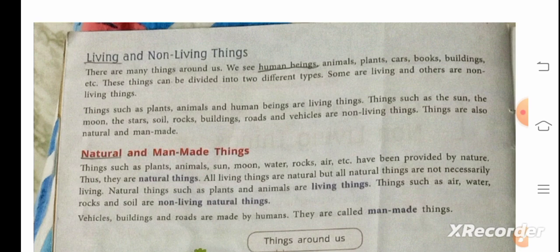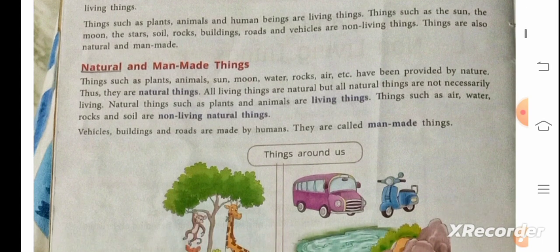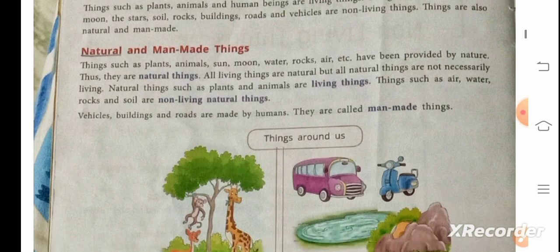Now again, some are natural things and some are man-made things. So what are natural things? Natural things are provided by nature, which we get from nature. For example, plants, animals, sun, moon, water, rocks, air, etc. And what about man-made things? Those are things made by man. For example, in a house there will be a fridge, a TV. All these things are made by man, so we say they are man-made things.